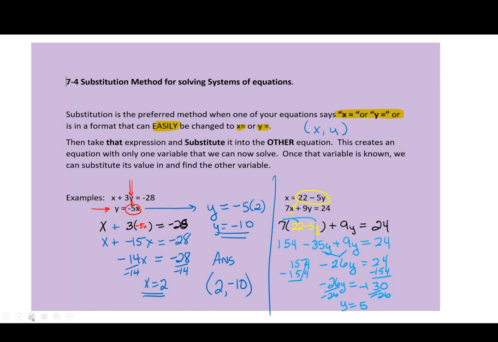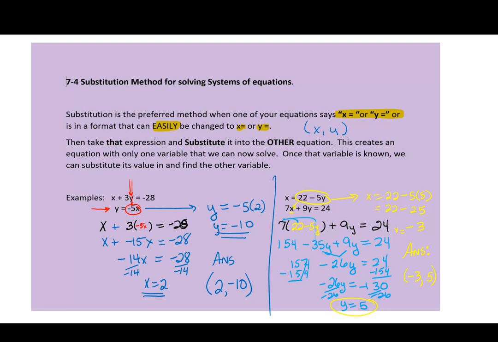All right, so what about x? I have to have an x answer and a y answer. Well, it tells me right here that x is equal to 22 minus 5 times y. We just calculated y to be 5. We just figured that out. So x is 22 minus 25, which is negative 3. So my answer for the second one is negative 3 and then 5.